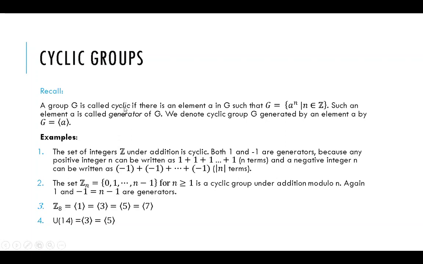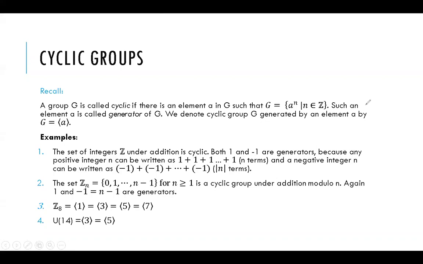A group G is called cyclic if there is an element A in G such that G can be written as the integer powers of A. So A power n such that n belongs to Z is the set. And we call this set the cyclic subgroup of a group G. But in case it is equal to the whole group G, then the group G is called a cyclic group.